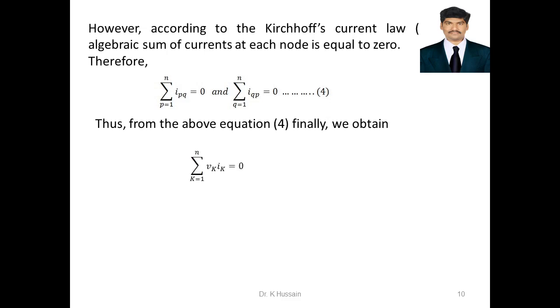You see here, this is the expression. That's the reason this theorem states that the summation of instantaneous powers is equal to 0. That is only here: the sum of the instantaneous powers. Power means the product of voltage and current, equal to 0. This is the explanation of Tellegen's theorem.